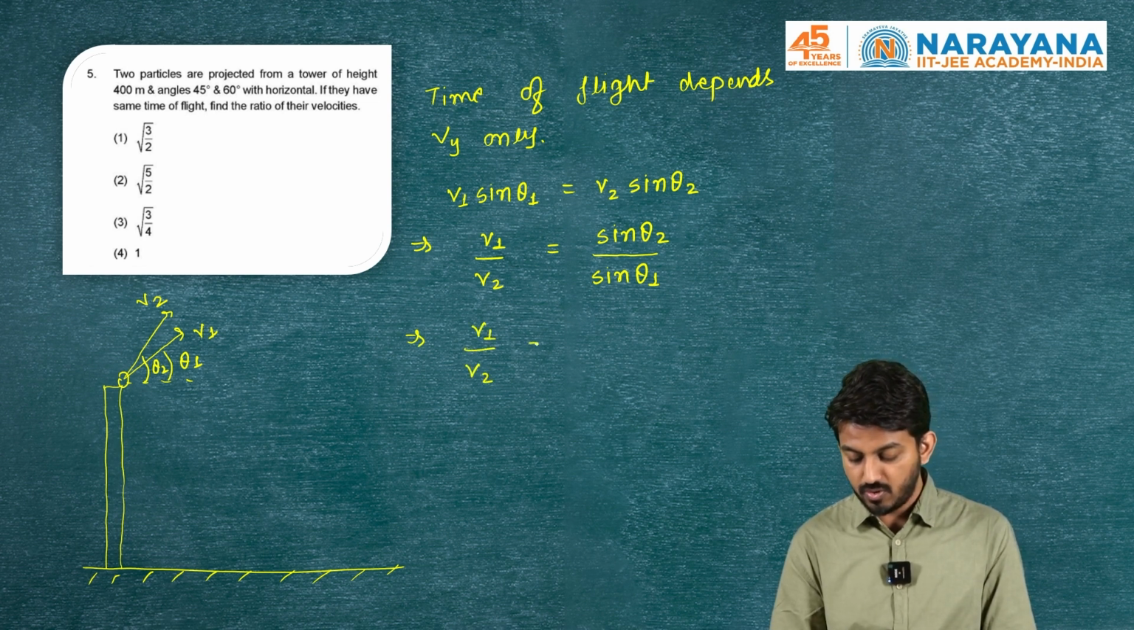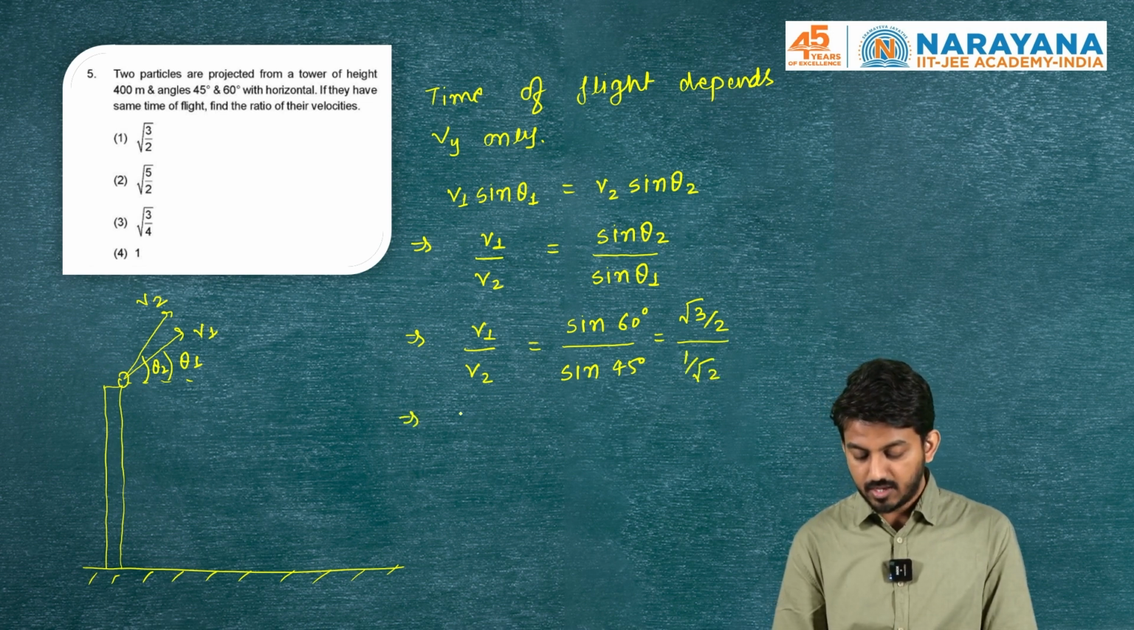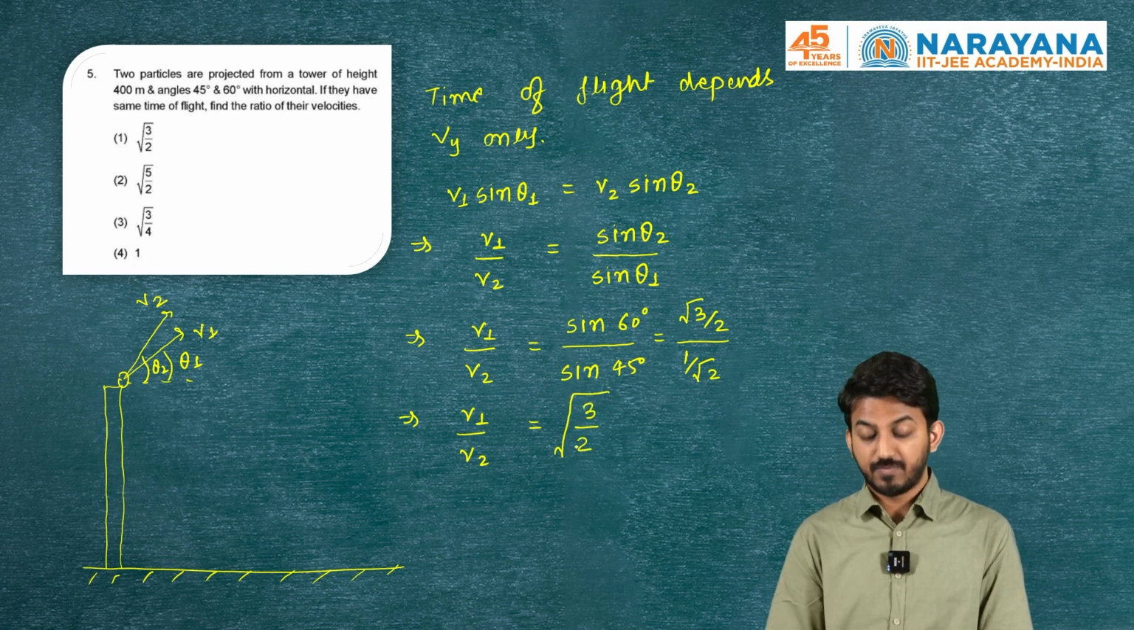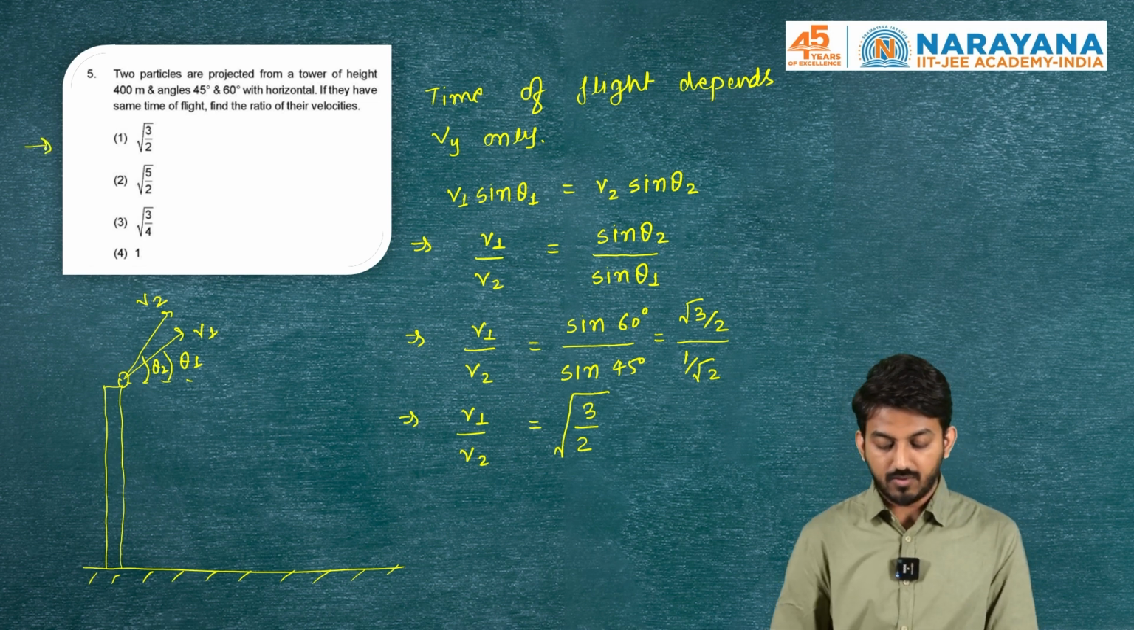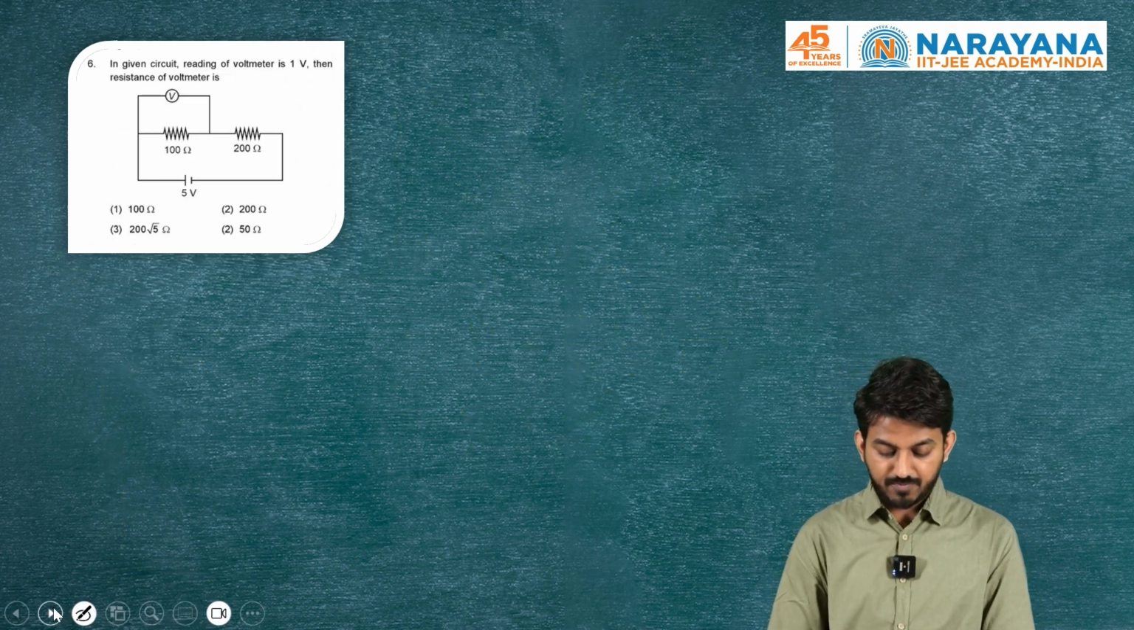Now the values are known to us. So v1 over v2 is equal to, theta 2 is given as 60 degrees and theta 1 is given as 45 degrees. Values are root 3 over 2 and 1 over root 2, giving us v1 over v2 is equal to root 3 by 2, giving us the answer as 1. Moving to the next question.